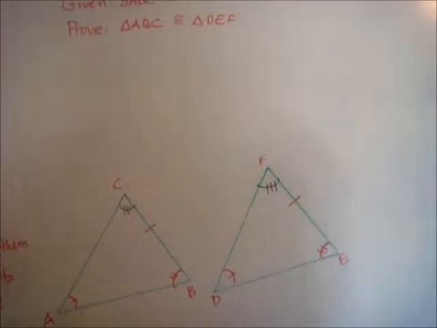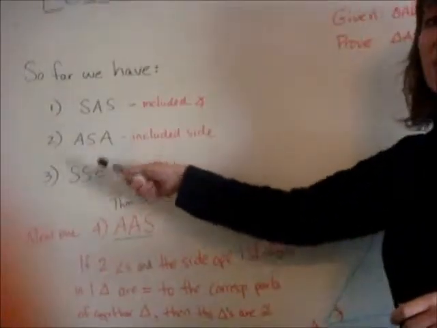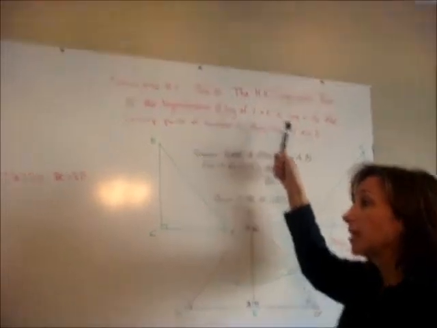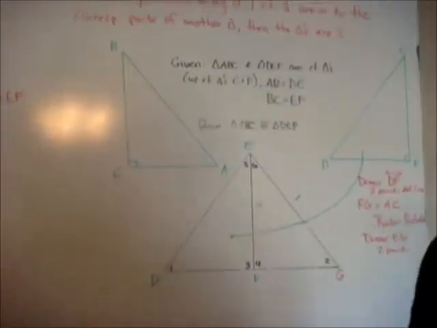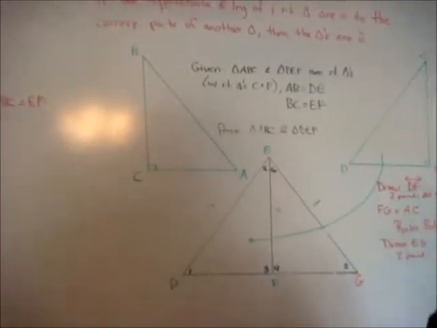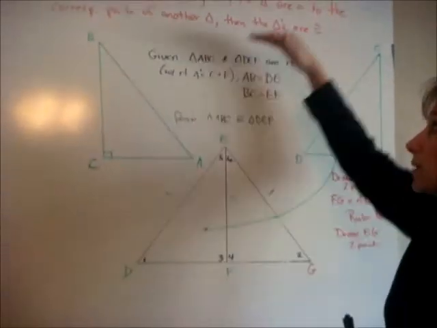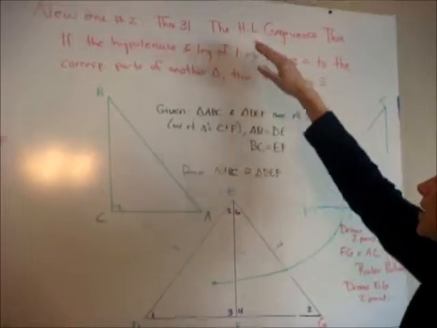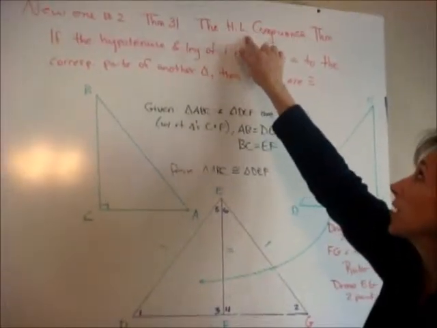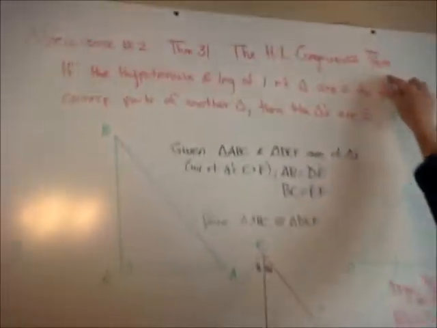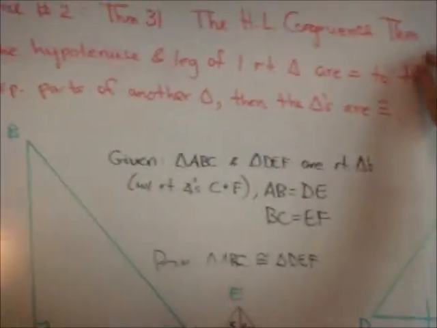That's not much different than your side, angle, side, or side, side, side. But this next one is a lot different. This is a new one, number 2. This is Theorem 31, and this only works in right triangles. The other ones, side, angle, side, side, side, side, and angle, angle, side, work in any triangles. But this particular one, Theorem 31, the hypotenuse and leg, that's what the H and L stand for. The hypotenuse leg congruence theorem only works for right triangles.